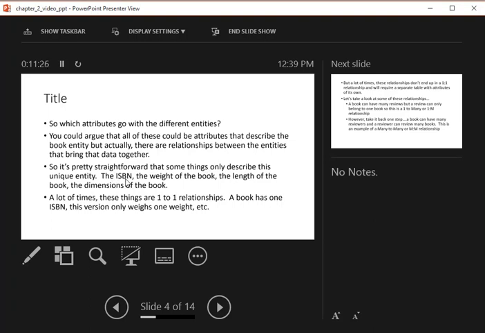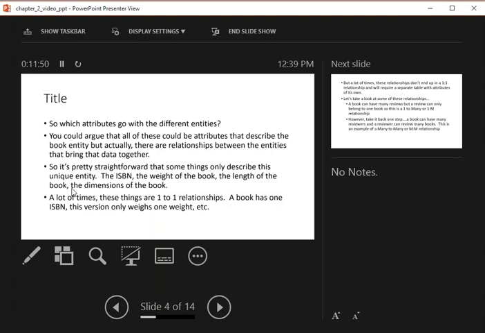In other words, the ISBN, the weight of that book, the length of the book, how many pages it has, how wide and how tall and how thick the book is. All of those are actually describing the Harry Potter title. So the Harry Potter title is an entity in our database, and these things are some of the attributes that are going to be describing that.